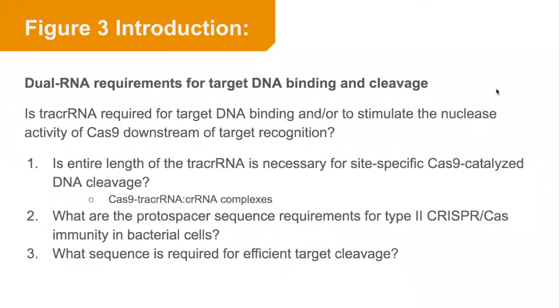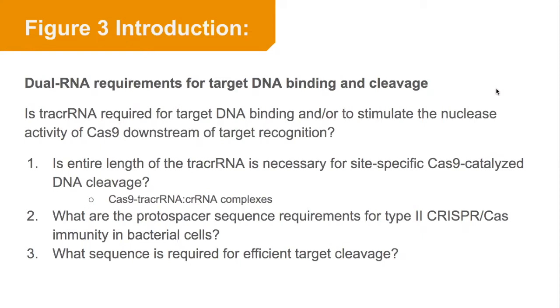So for figure 3, this figure focuses on the dual RNA requirements for target DNA binding and cleavage. It's made up of 5 different parts, A through E. They answer about 3 sub-questions to answer an overarching question, which is: is tracer RNA required for target DNA binding in order to stimulate the nuclease activity of Cas9 downstream of target recognition?